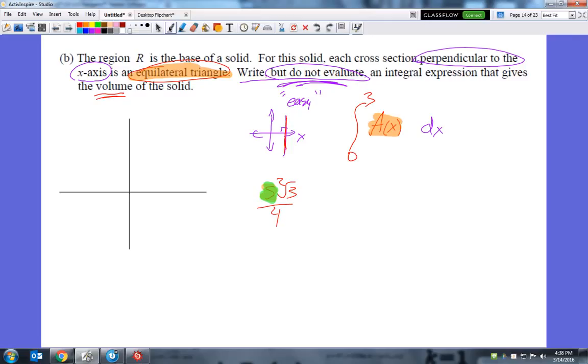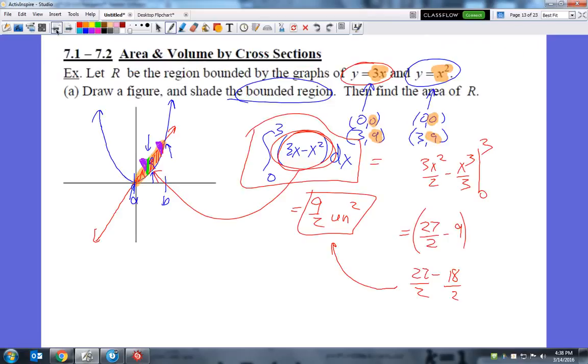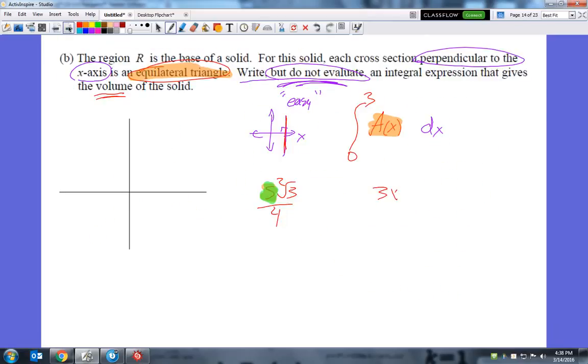equilateral triangles. So top minus the bottom. Going back, our top was 3x minus x squared. This is the length of s. So s squared times root 3 over 4, you can constant multiple rule that thing out. It's still dx, and it's going to be from 0 to 3.